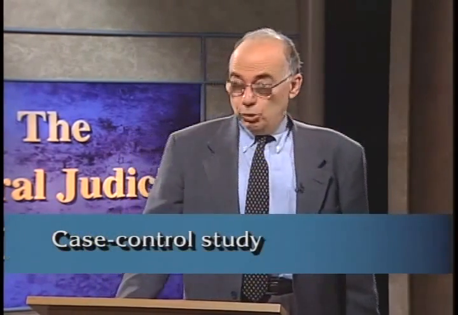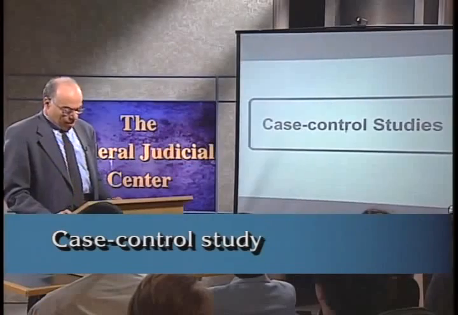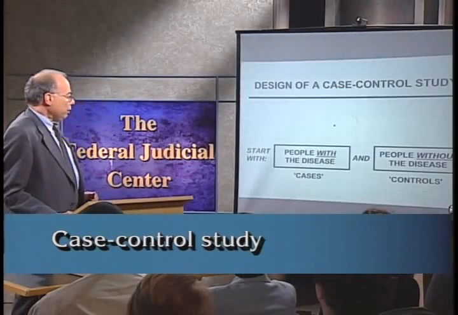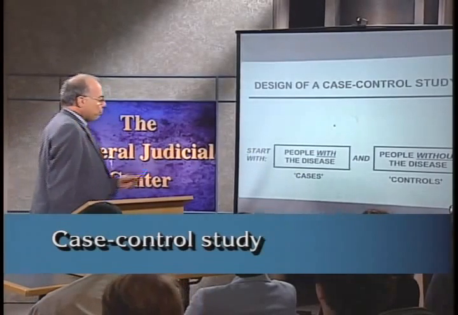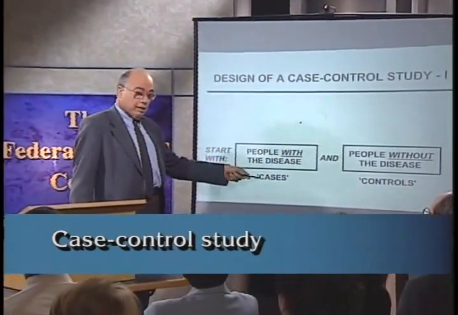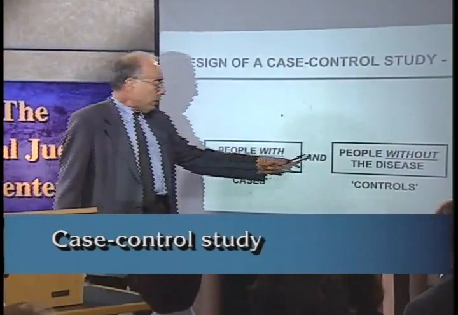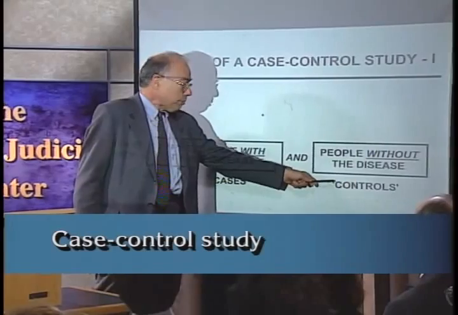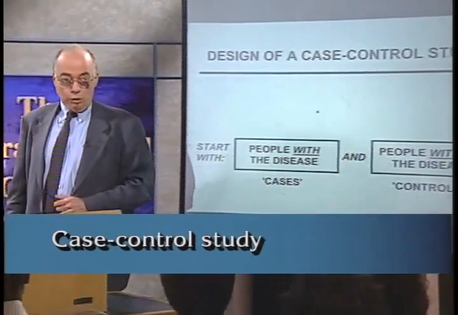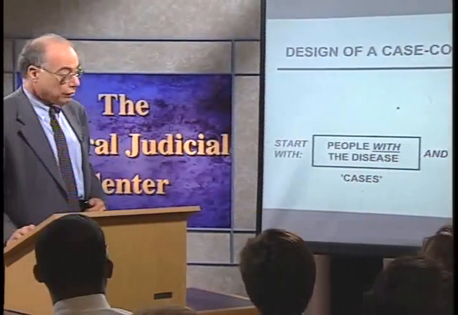So we've now talked about the randomized trial and about cohort studies. And the final study I'll discuss in this presentation is the case control study. In the case control study, we begin with people who have the disease, called cases, and we identify people who don't have the disease for comparison, and they are called controls. Hence the name case control study.